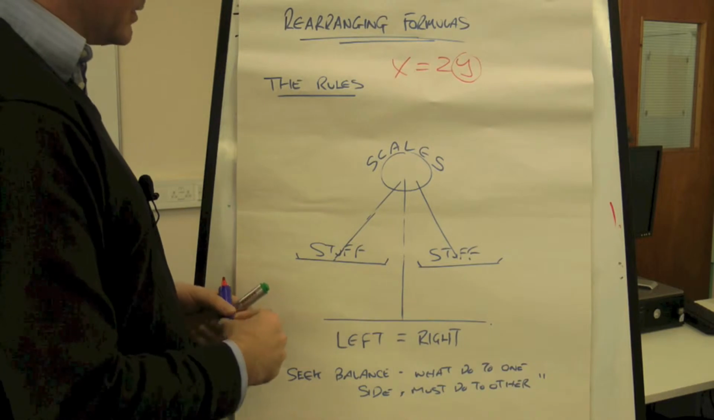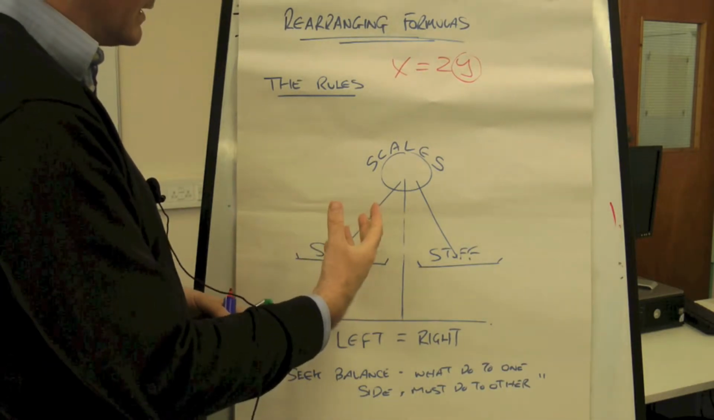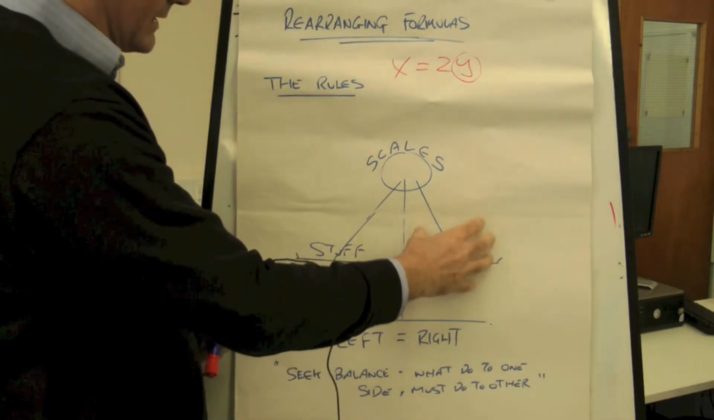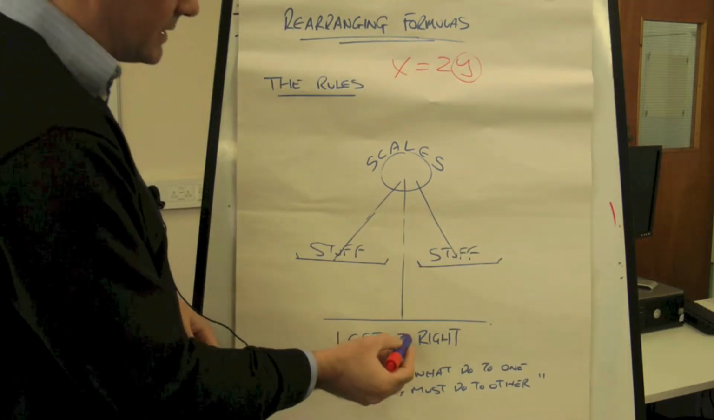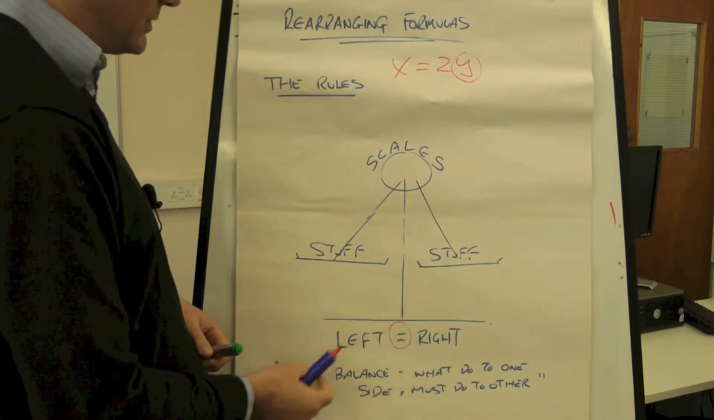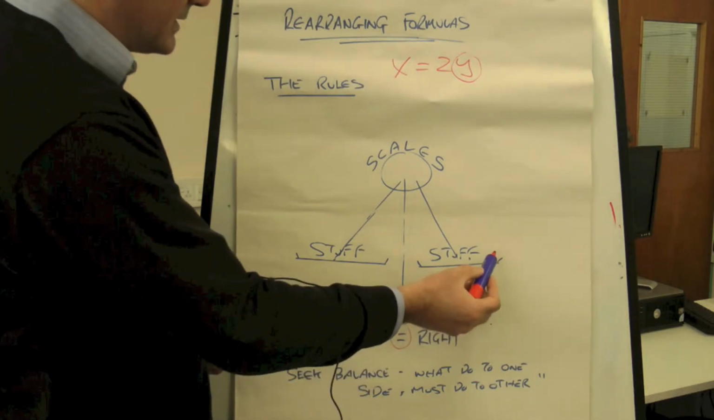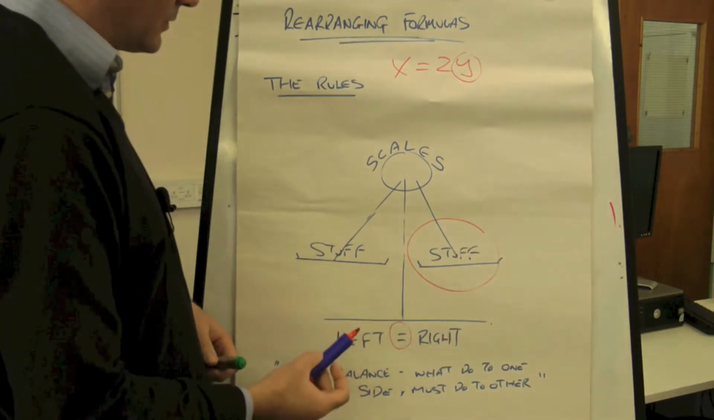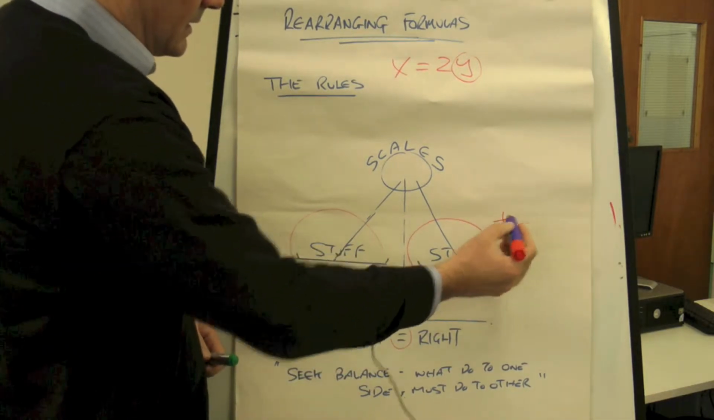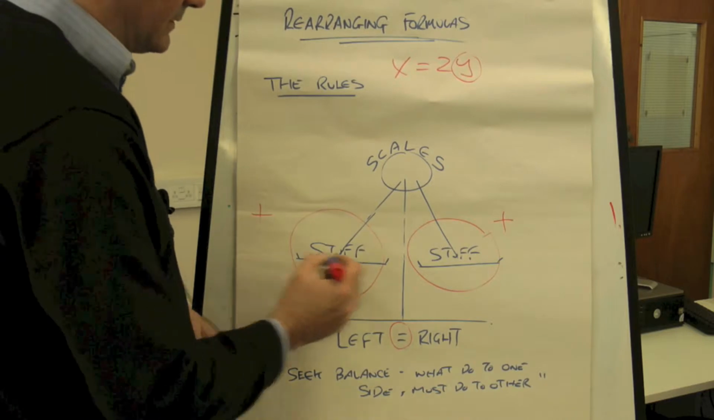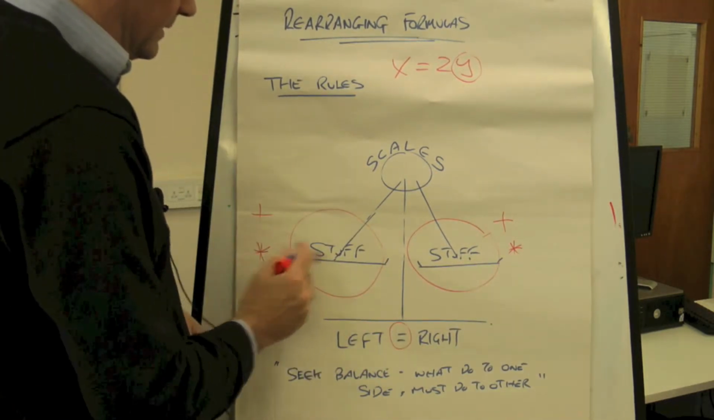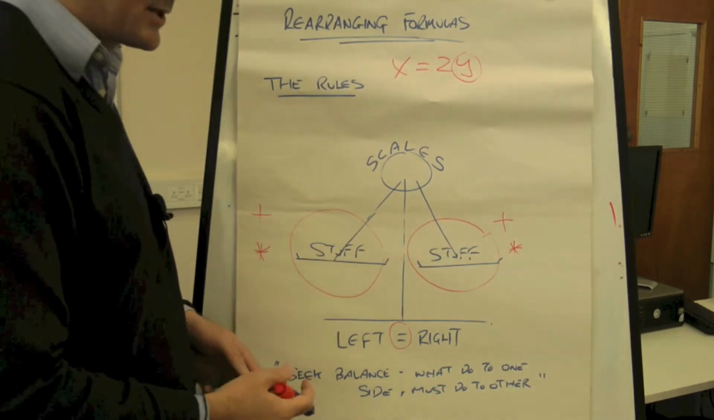I tend to view a formula, or an equation, as a sort of set of scales. We have a left-hand side and a right-hand side, and the whole idea of the equals is that the left equals the right. So whatever we do, and this is the golden rule, whatever we do to this side, we've got to make sure we do to this side. If I add something to this side, I've got to add something to this side. Or if I multiply something on this side, I've got to multiply by the same amount on this side. So that's the golden rule.